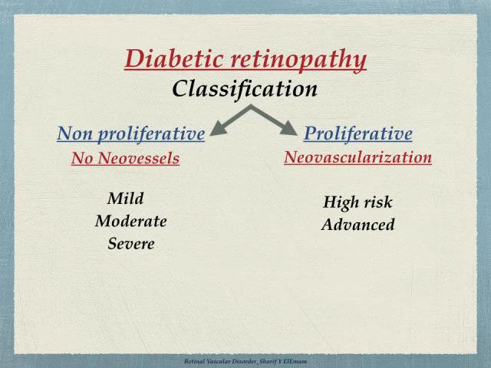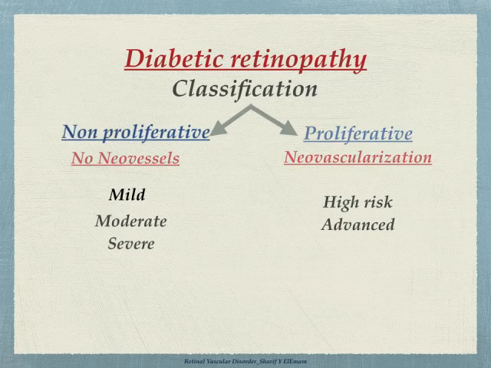However, if blood vessels happen inside the retina, whether they are NVDs or NVEs, they are called proliferative diabetic retinopathy, and this can be further divided into a regular proliferative diabetic retinopathy, a high risk variant, or an advanced stage of diabetic retinopathy.